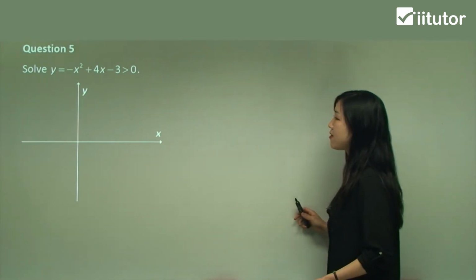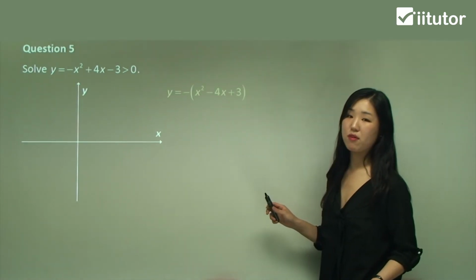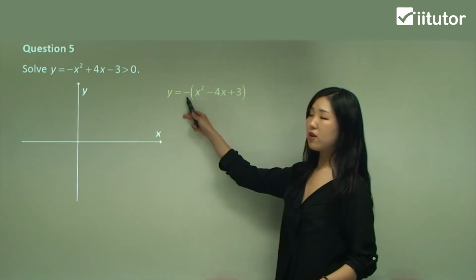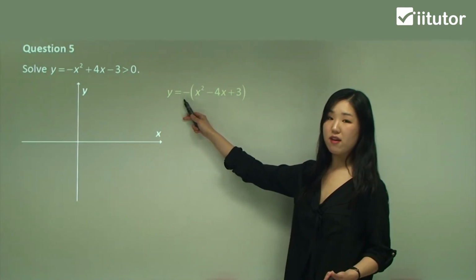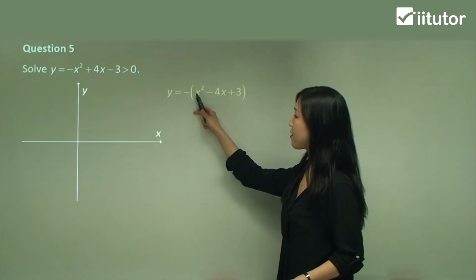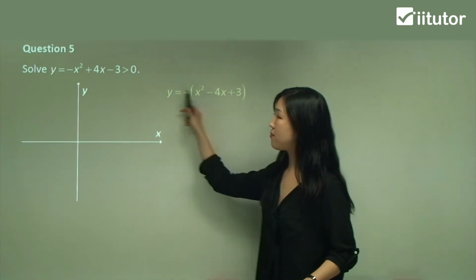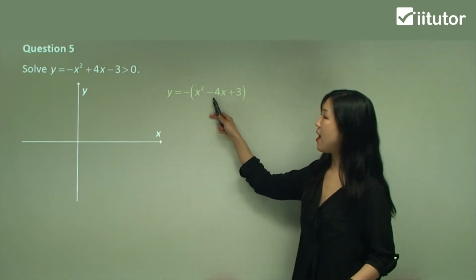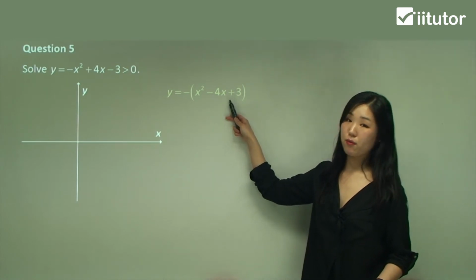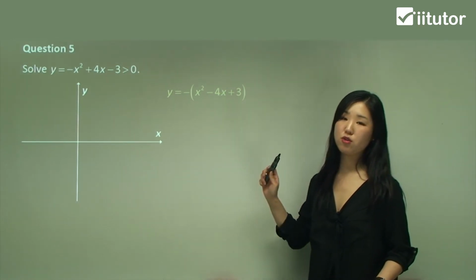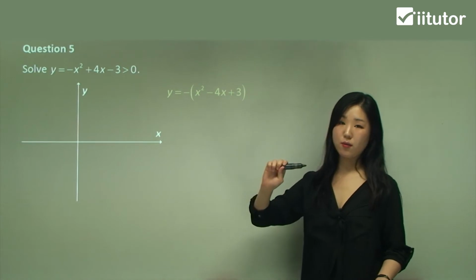Now, when I factorize this, I don't like having negatives in front of my x squared. So I'm going to firstly factorize by a negative. So we'll have x squared minus 4x, so the positive now becomes a negative, and the negative 3 becomes a positive 3. Okay, this is the first thing I want you to do if you see a negative in front of your x squared.